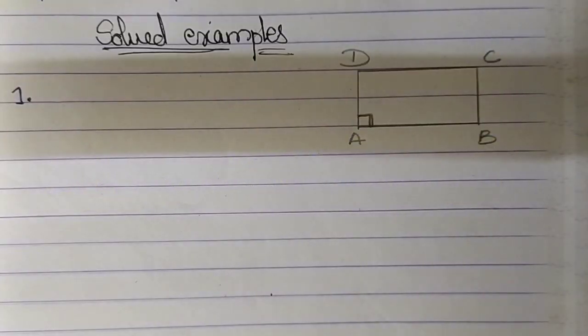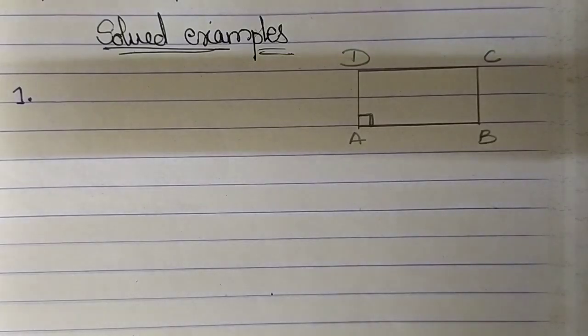Now let us look at some of the solved examples from your textbook. The first question is, show that each angle of a rectangle is a right angle. So first, let us recall what a rectangle is. Yesterday we learned that a rectangle is a parallelogram with one of its angle equal to 90 degrees.